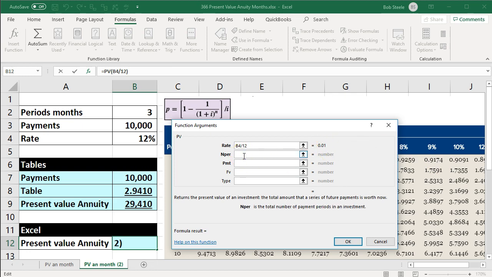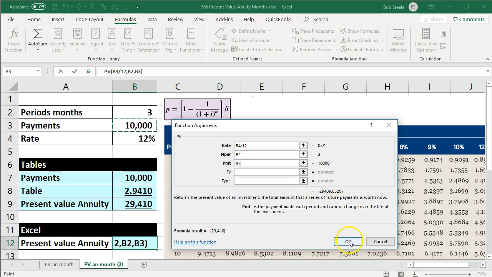We see the 0.01, the 1% is what we will be having for the rate, and then the number of periods is going to be 3. Number of periods is in terms of months. How do we know? Not from anything within the function argument, but because the rate is in months, and therefore the period will follow along with that and be in months. And then we're going to take the payment amount. That's going to be the 10,000. So 10,000 payment amount. That gives us the negative 29,409.